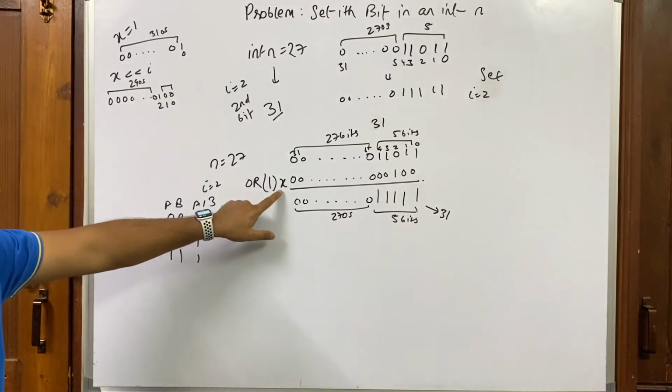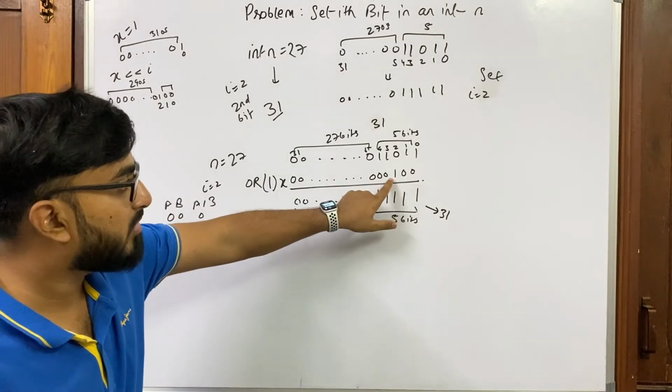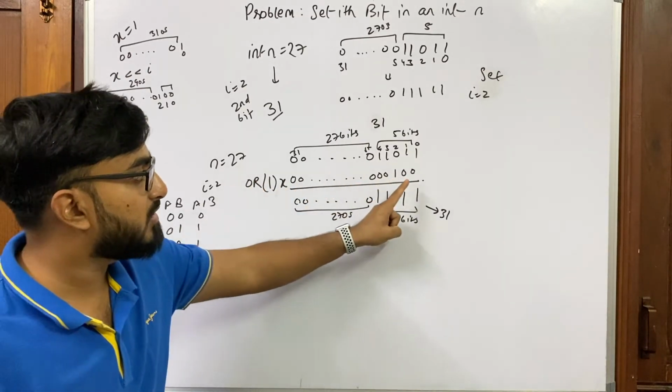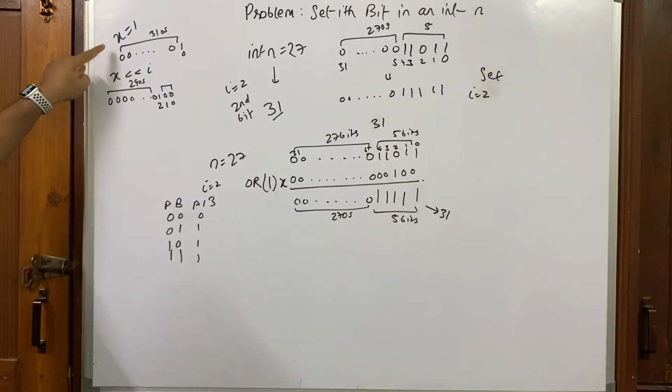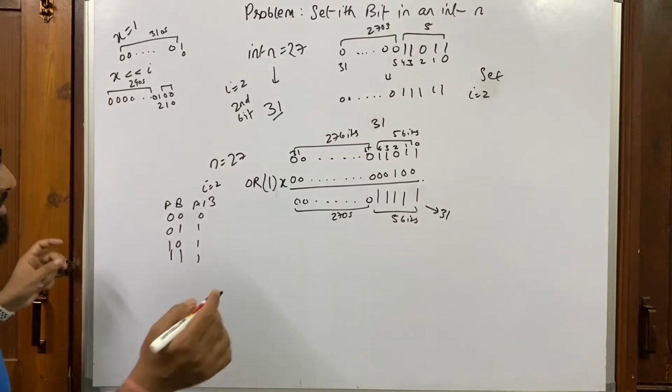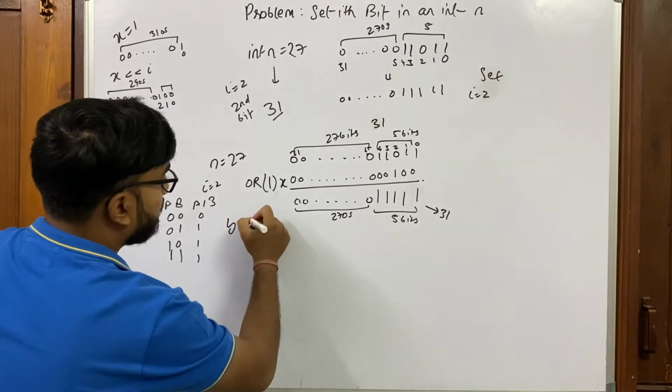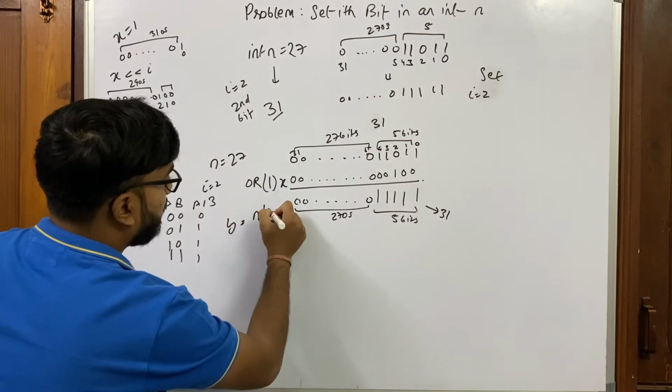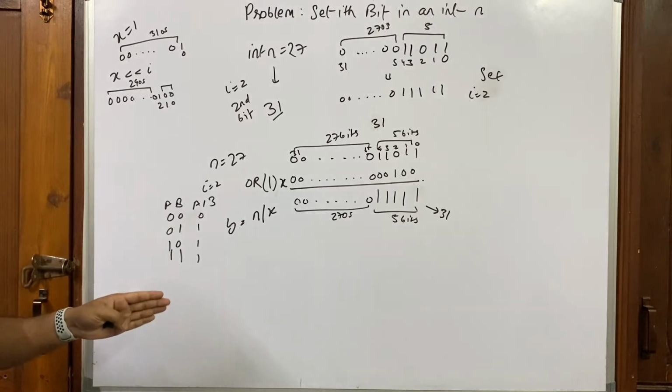So in order to get this value x, which has 1 at bit number i and all the other bits are zeros, we start with x equal to 1 and then left shift x by i places. This left shift operator is provided in programming languages. So if we call this y, this is basically n OR x. This is the method we use to solve this problem.